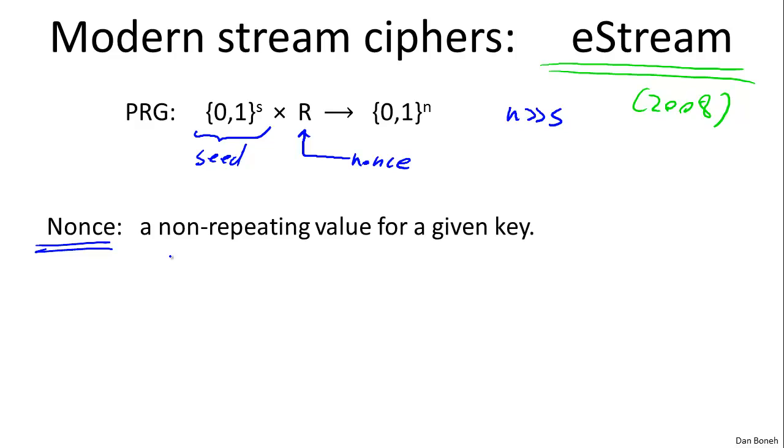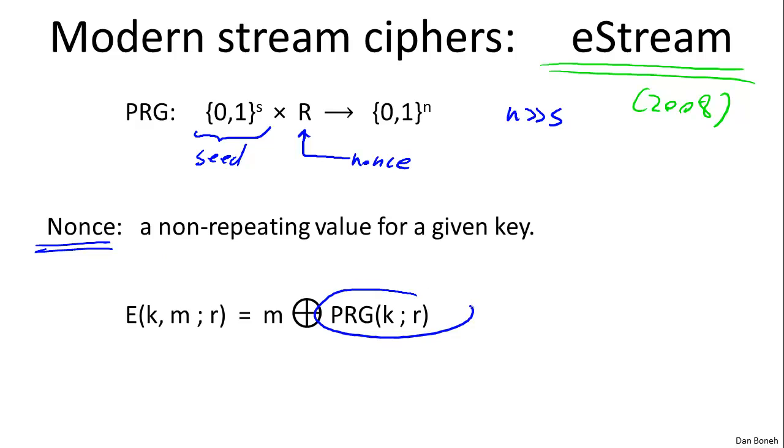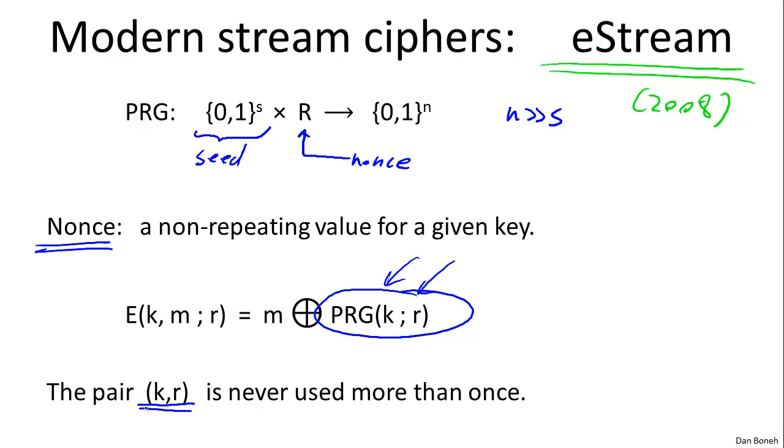And so, of course, once you have this PRG, you get a stream cipher just as before, except now, as you see, the PRG takes as input both the key and the nonce. And the property of the nonce is that the pair (k, r), the key and the nonce, never repeats. It's never used more than once. So the bottom line is that you can reuse the key, because the nonce makes the pair unique. This nonce is a cute trick that saves us the trouble of moving to a new key every time.